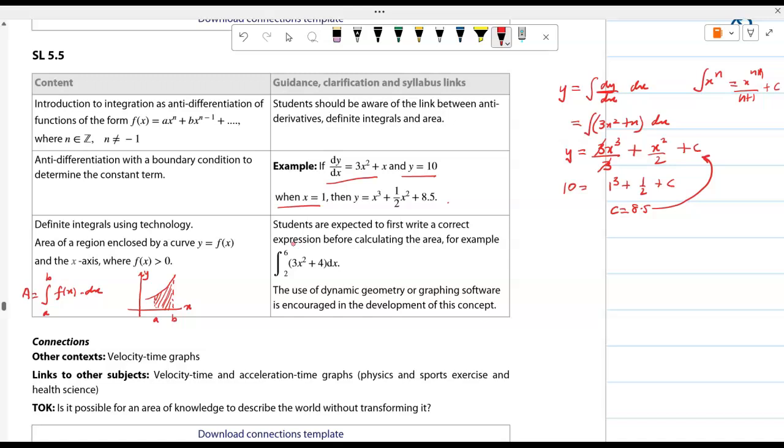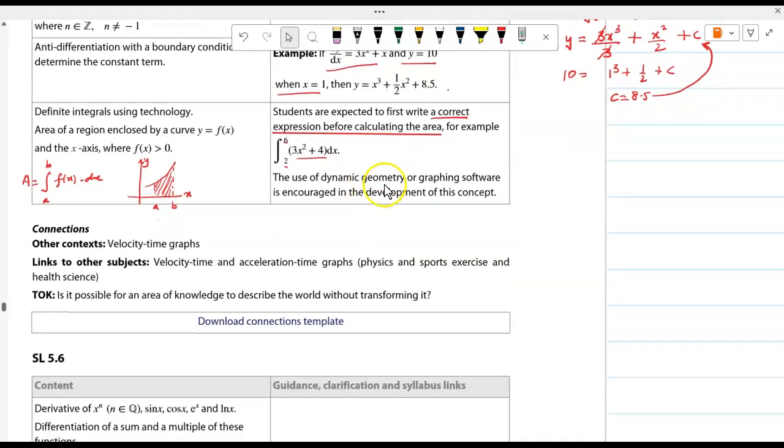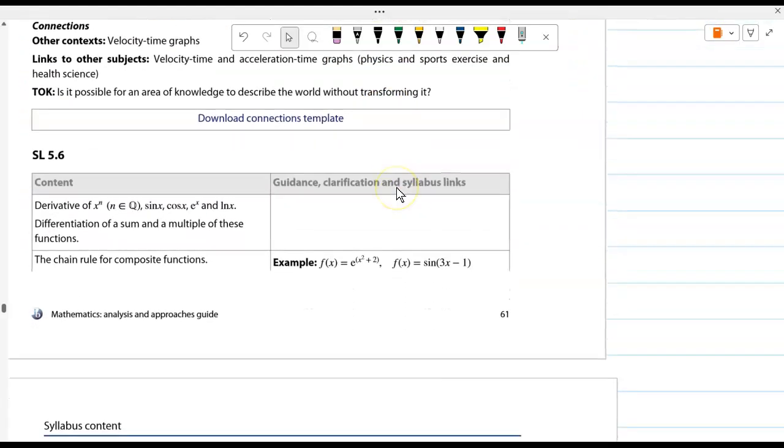The student is expected to write the correct expression. This is very important before calculating the area. It's very important in your paper that you write this expression like this, putting the limits like this: lower limit, upper limit, function, and this. Develop the concept, that's fine. That won't come in the paper. This is for teachers basically.